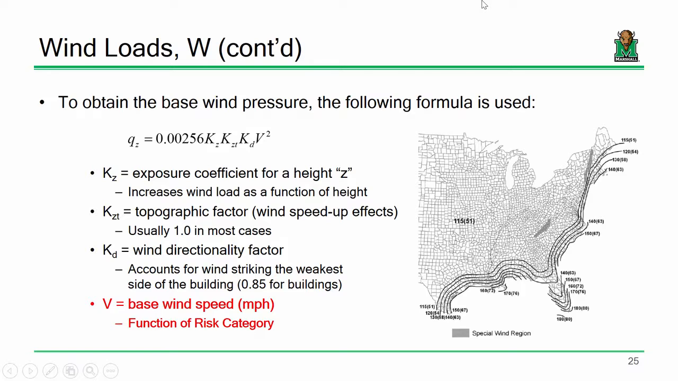Now, I'm curious. This is a map of the United States, and what this is doing is reporting base wind speeds for different regions of the country. Most of the country is reporting a base wind speed of 115 miles per hour. Why is it that these regions around here are reporting values that are a little higher? Why would those regions report higher wind speeds? Hurricanes, exactly. So it makes sense that if you're designing a building, let's say in Miami, you're going to use a higher wind speed than you would here, right?